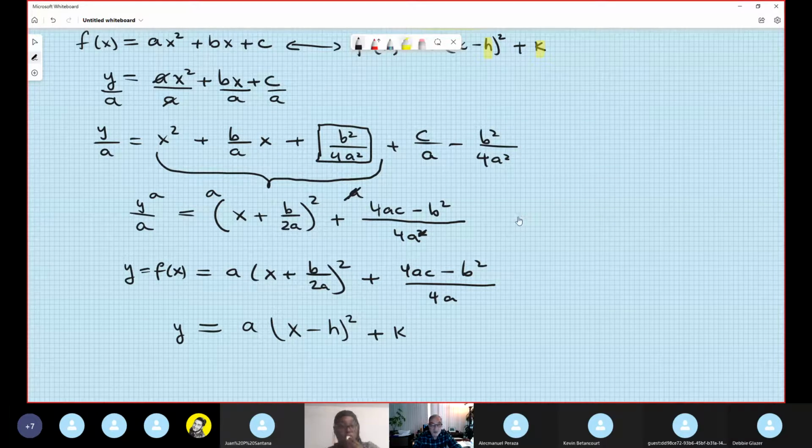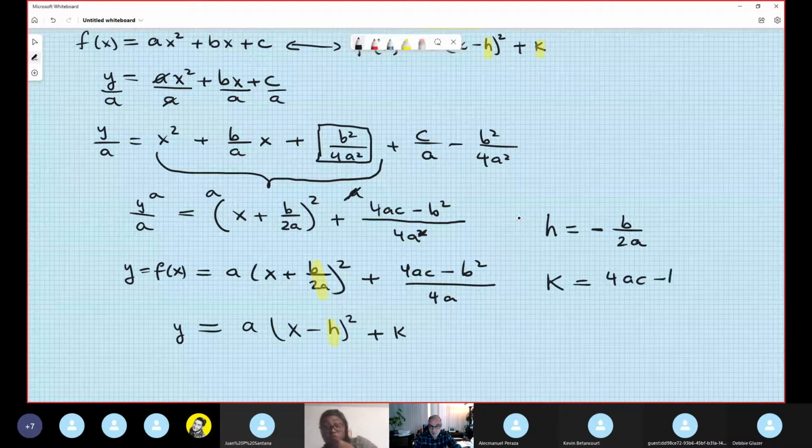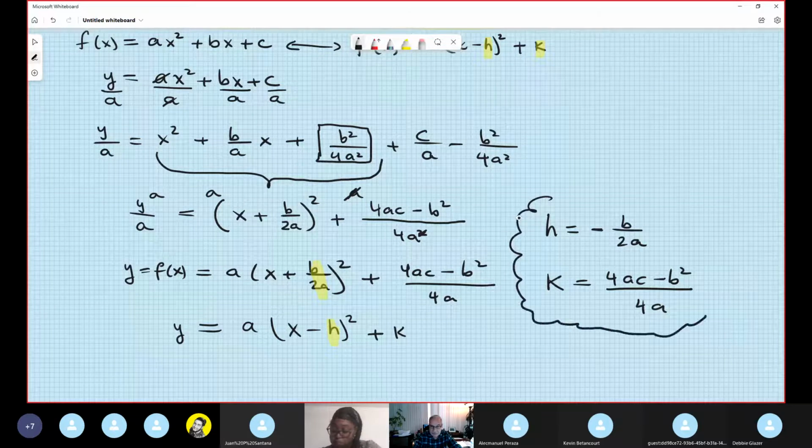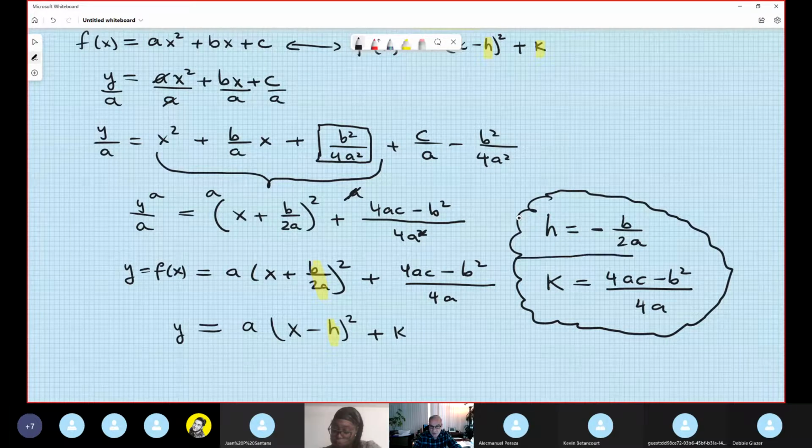Compare this and this. h is equal to minus b over 2a, because minus h is equal to that. Okay, and k is 4ac minus b squared over 4a. Okay, and this is our formula. Don't worry, the most important formula today is this.